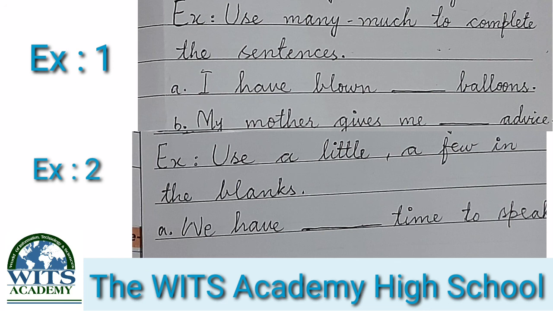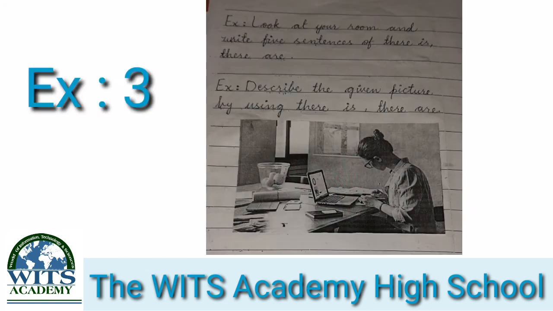Right? Now what you will have to do, here is your assignment. Sentences are given related to many, much and a little, a few. You will have to complete the blanks. Okay? And the next assignment is related to there is and there are. The first question of there is and there are is, look at your room and write 5 sentences of there is and there are. Now what you will have to do, you will have to see the things in your room and you will use there is with singular nouns and there are with plural nouns.